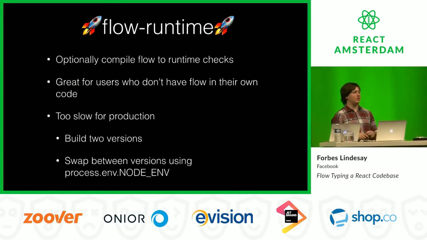So what this actually means is you have to build two versions if you're doing this, and swap between them using the NODE_ENV environment variable that lets you tell whether the person is using your module in production or development. If they're using it in production mode, then you use the version that has all of the Flow compiled completely away. And if they're using it in development, you can give them the version that has Flow compiled into runtime type checks.